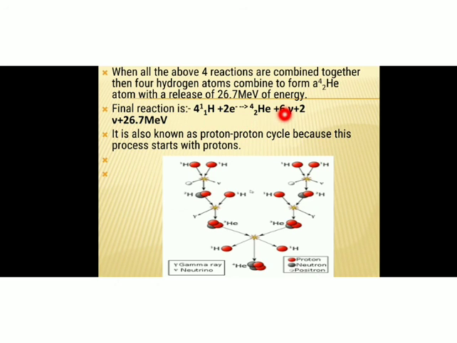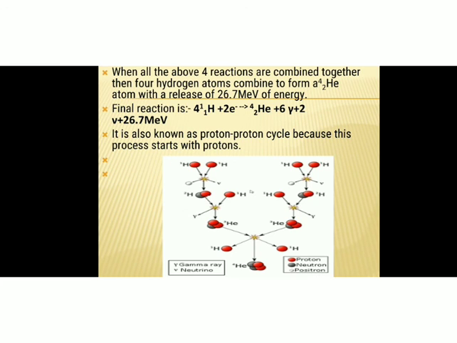Okay, so neutrinos are elementary particles, and this reaction is also known as the proton-proton cycle because this process starts with protons, and the proton-proton cycle is shown diagrammatically here. Okay, you can just go through it. You can take the reaction and compare it with this figure. Okay, children. So this is the final reaction. You must remember this final reaction also, the 4 different steps in the proton-proton cycle.